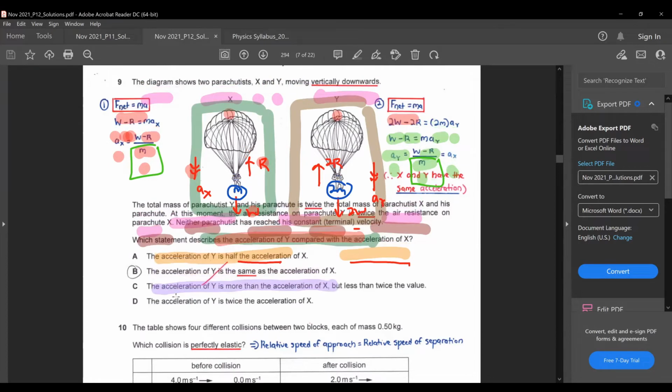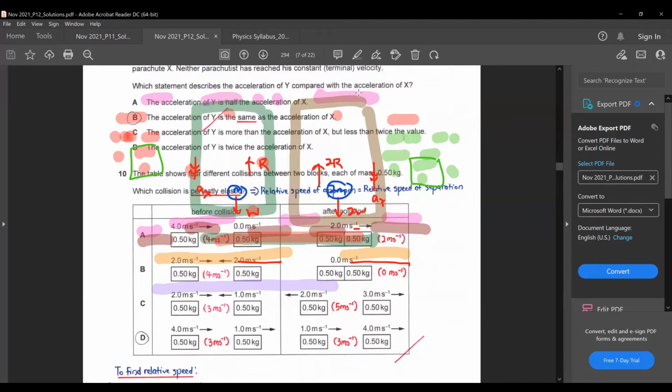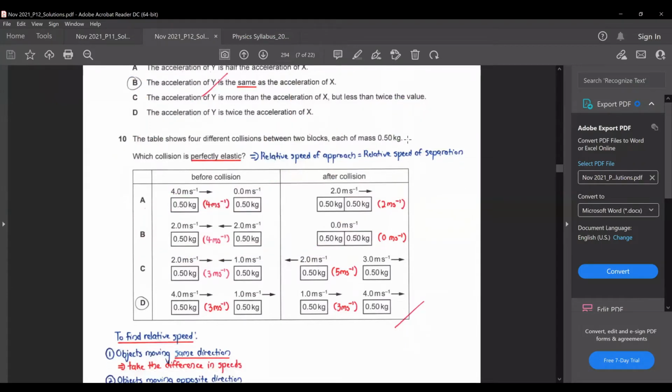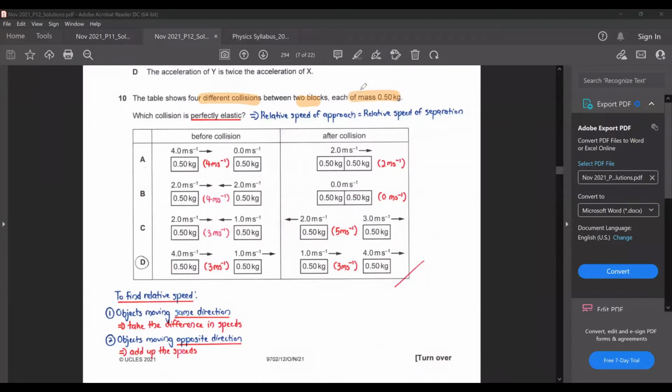Now we go to question 10, which is on collisions. Let's go through this. The table shows you 4 different collisions between 2 blocks, each of mass 0.5 kg. Each collision is perfectly elastic. One of the main things about perfectly elastic collisions is that relative speed of approach equals relative speed of separation. So what you want to do is evaluate using relative speed of approach equals relative speed of separation first.